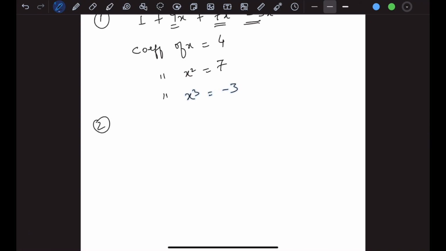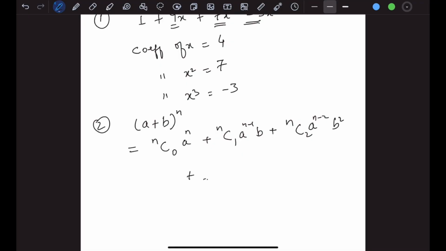Now we go to the binomial expression expansion. So what we had learned was (a plus b) to the power n can be written as nC0 a to the power n, plus nC1 a to the power n minus 1 b, plus nC2 a to the power n minus 2 b square, plus all the way nCn b to the power n.